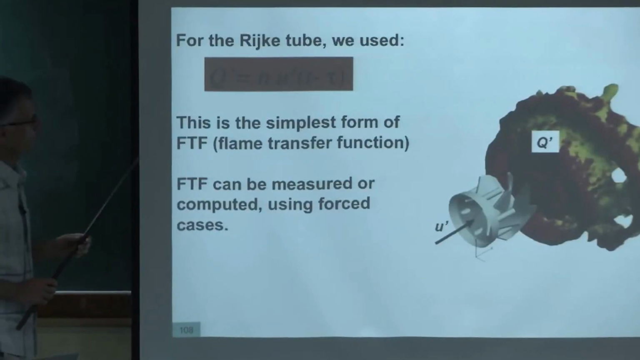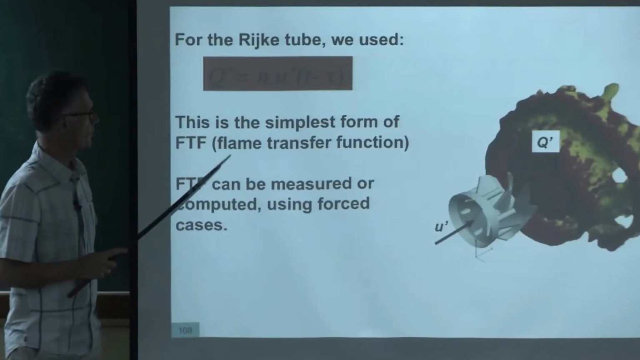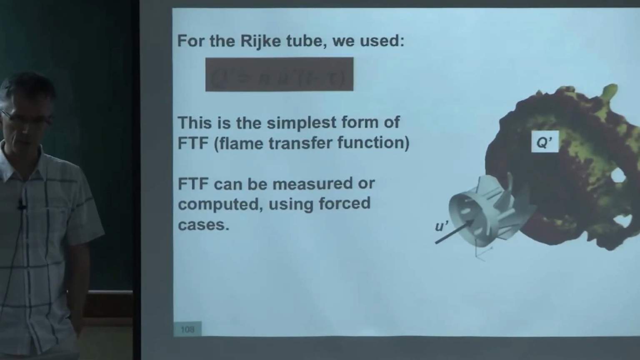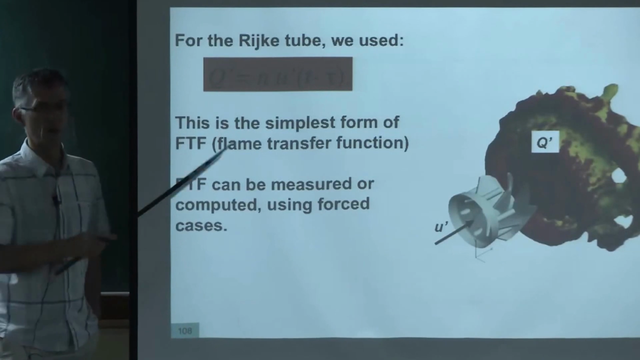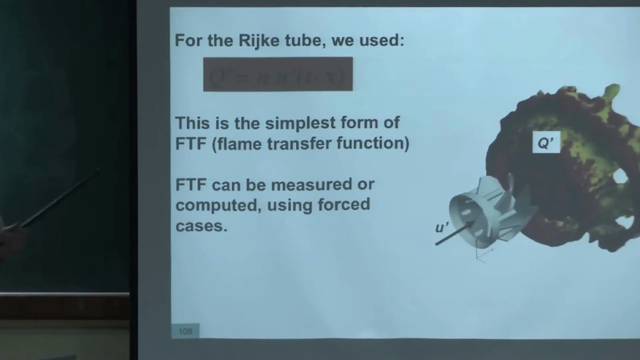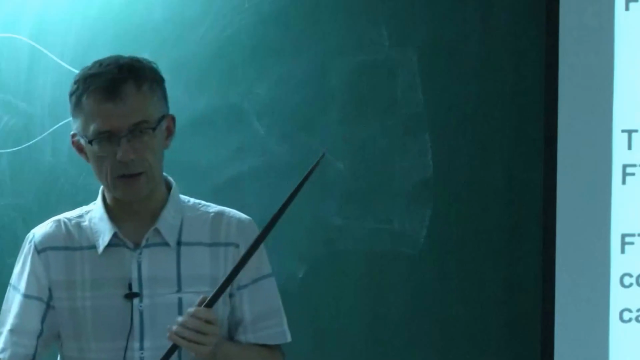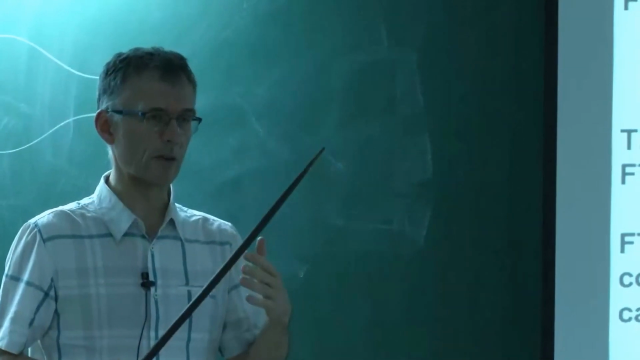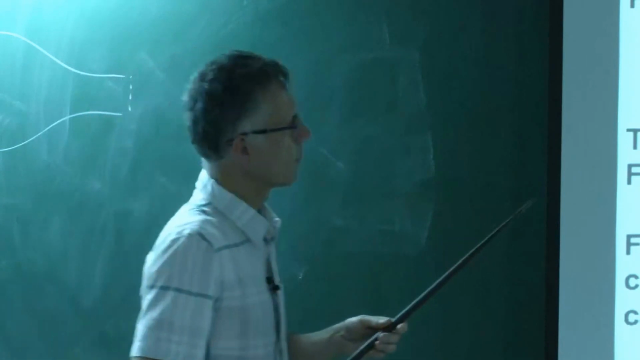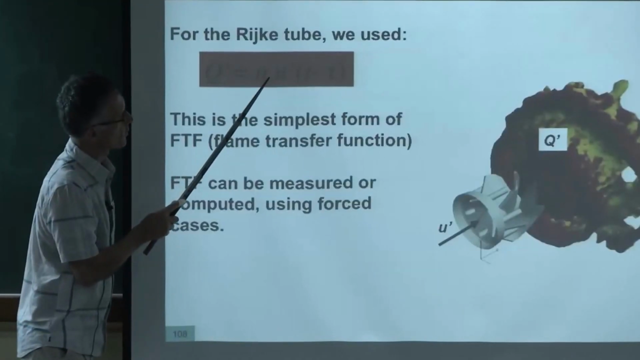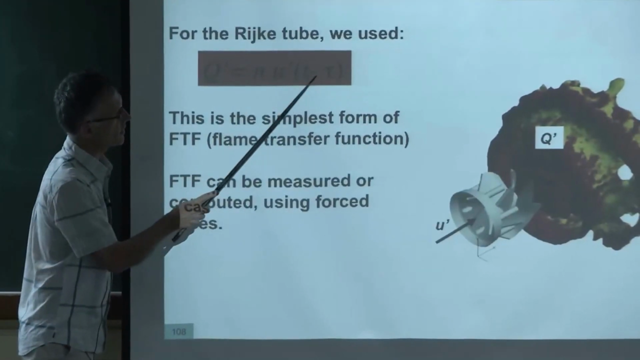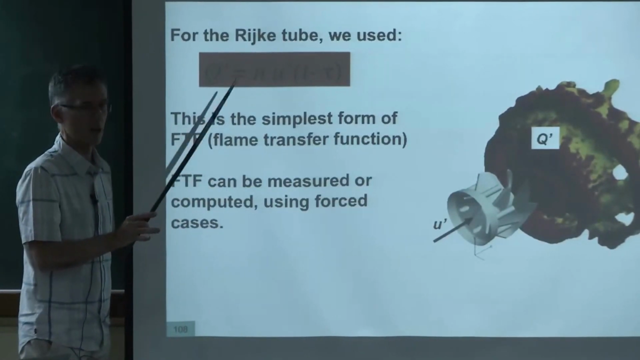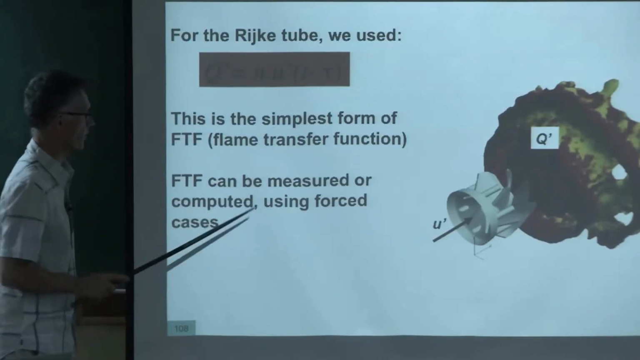Well, for the Rieke tube, that's the expression we used, and there are more complicated expressions for the flame transfer function. This expression is in the linear world. It says that the response does not depend on the amplitude of forcing. We know that actually it does, so today there are people using what we call the flame describing function, which is a function where the two numbers here, n and tau, depend on frequency and amplitude. But for the moment, we'll stay in the linear regime, so we still use the flame transfer function.